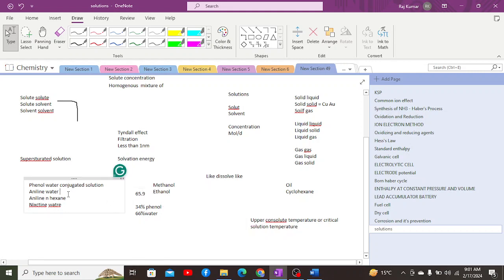For aniline-water, it is 167 centigrade with 15% water. For aniline and hexane, it is 59.6 centigrade with 52% aniline. So these are the concentrations.